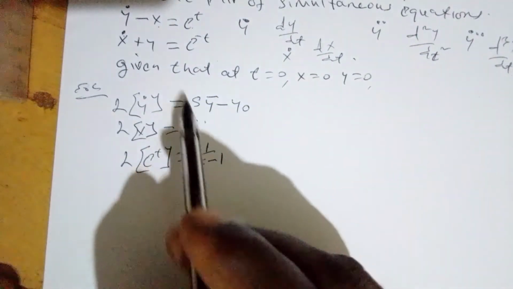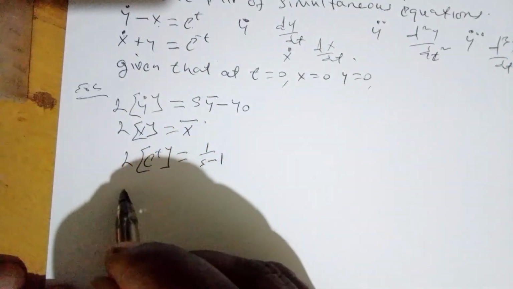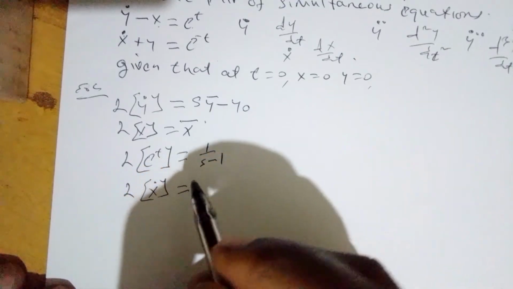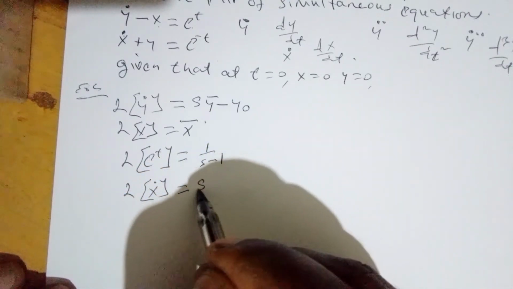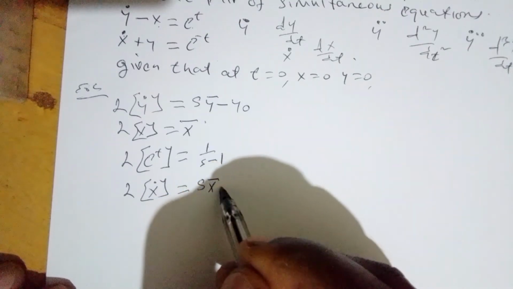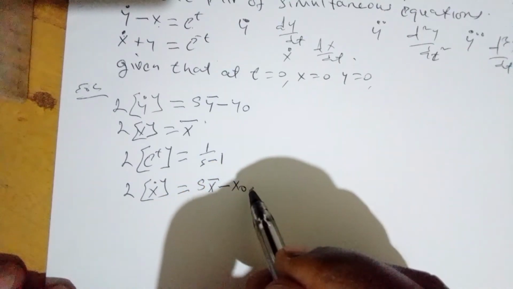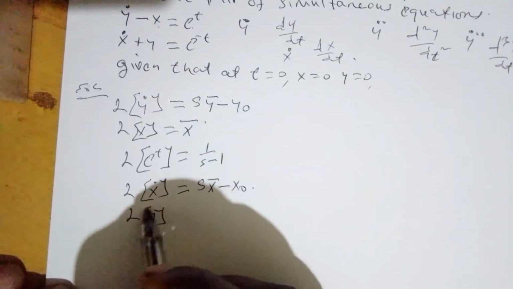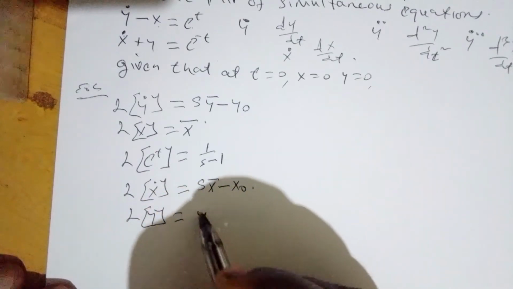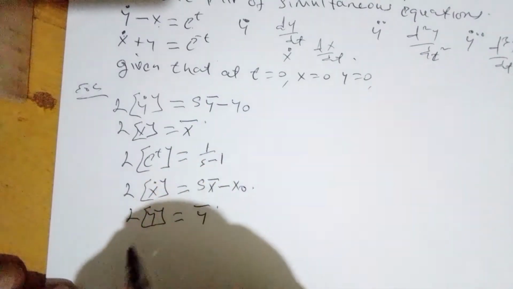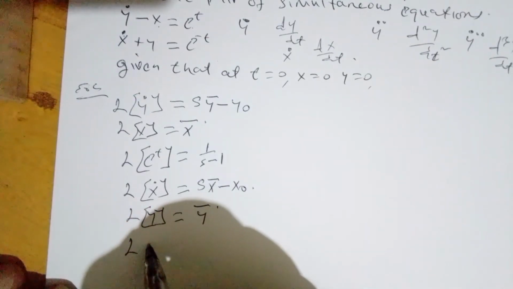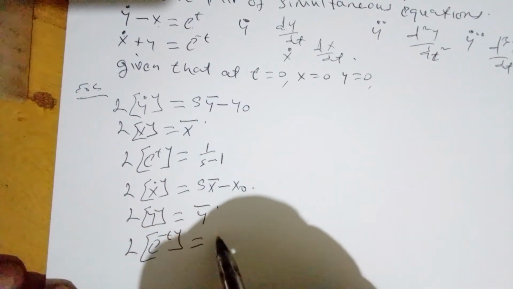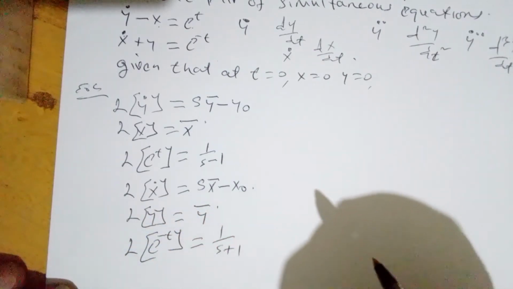And then we also get the Laplace transform of the second equation. The Laplace transform of x dot equals s x bar minus x naught. The Laplace transform of y equals y bar. And lastly, the Laplace transform of exponent minus t equals 1 over s plus 1.